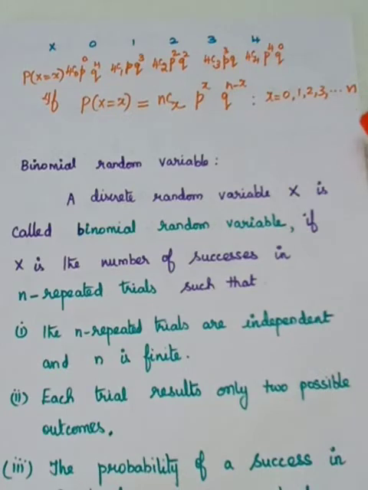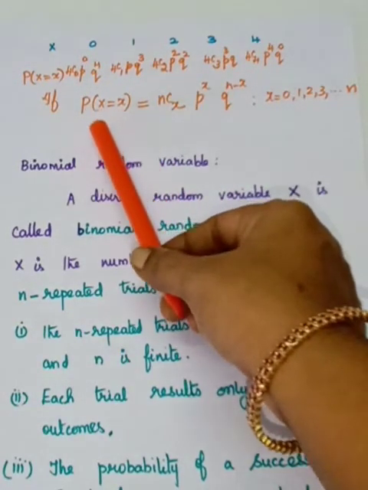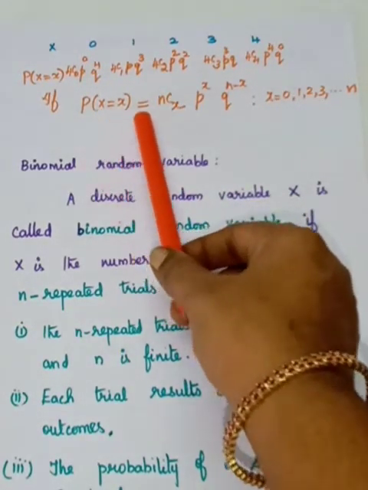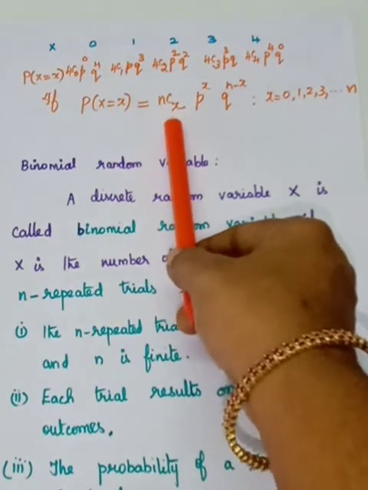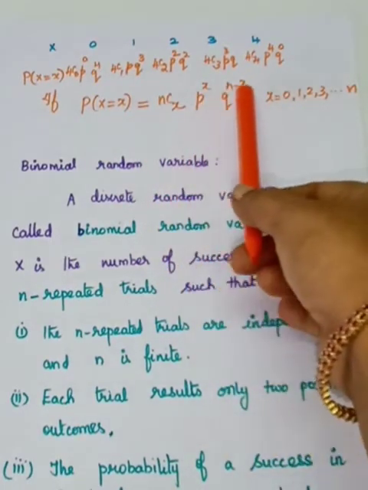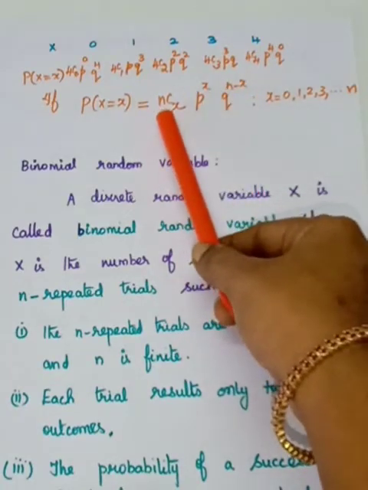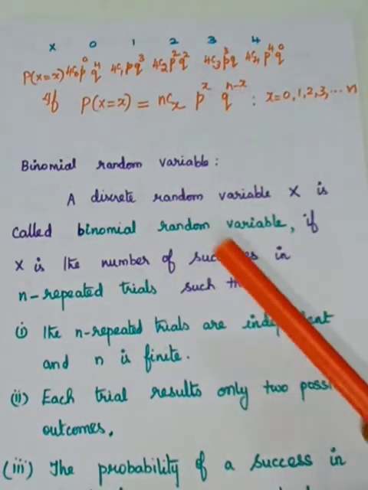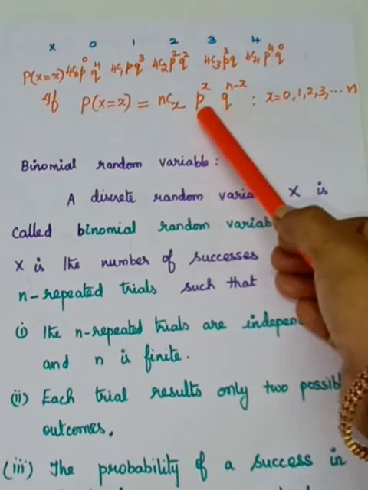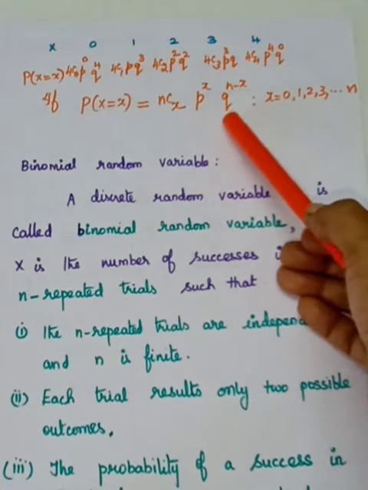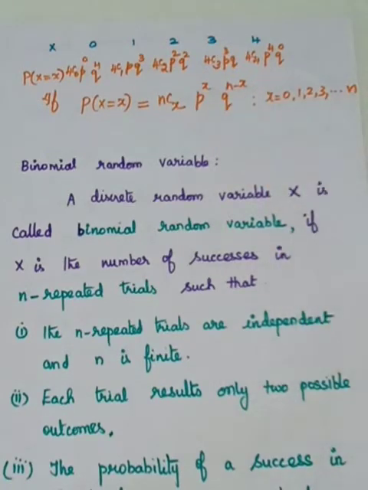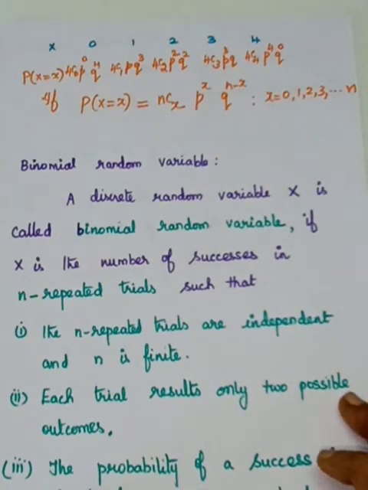So if the Bernoulli trial is repeated n times, we can go for the probability P of X equal to x is nCx p power x q power n minus x. Here n is the number of trials, p is the probability of success and q is the probability of failure. So q is equal to 1 minus p. From this, I'll explain with a simple example.